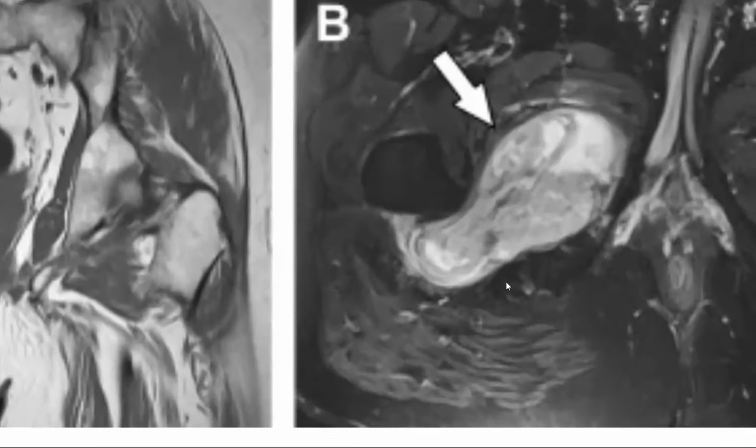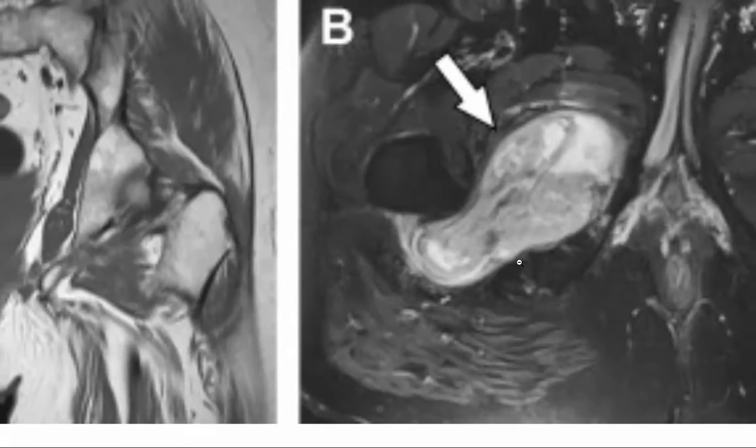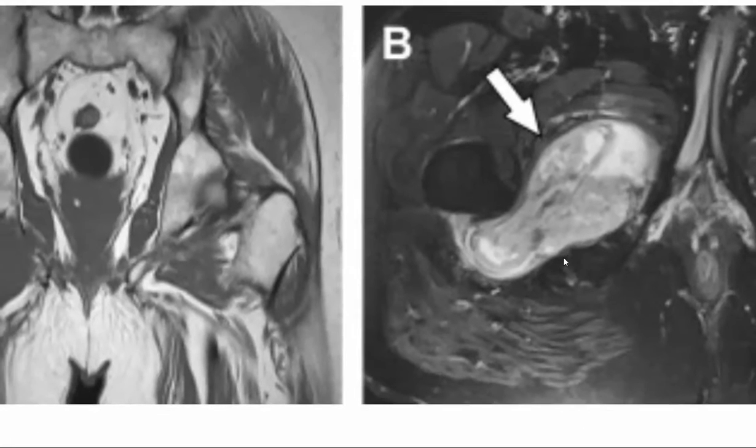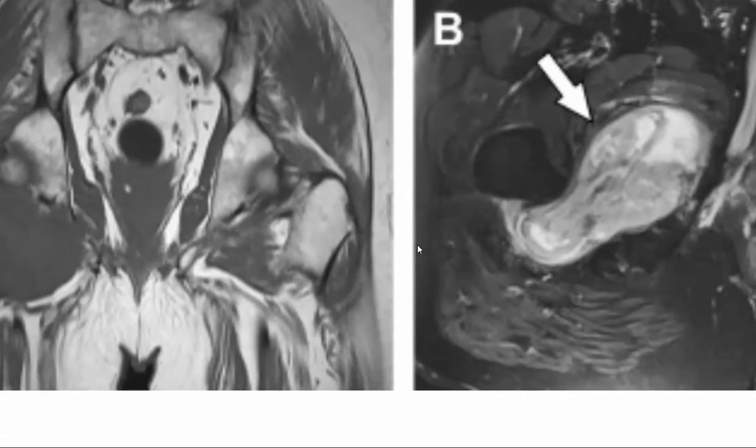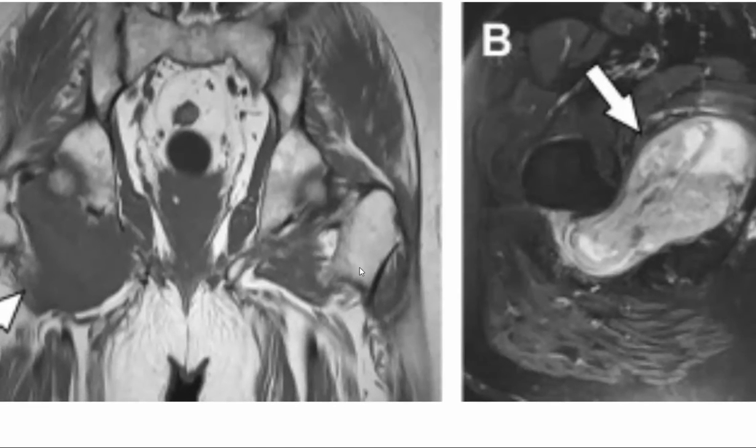There is the lesser trochanter here. There's the ischial tuberosity here. This is the ischiofemoral corridor, widened actually rather than narrowed. So that was a bit of a red flag. Normally the ischiofemoral corridor is narrowed, and that's what causes the impingement.